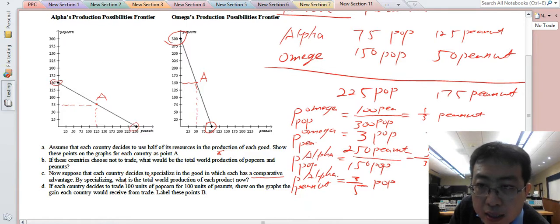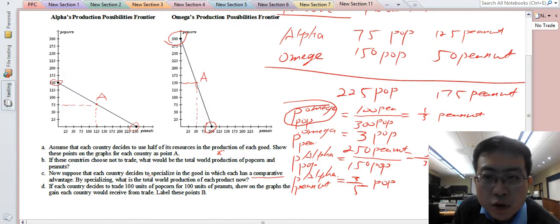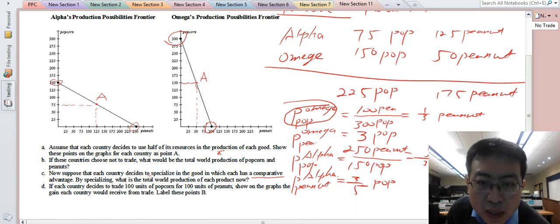So which means in omega, the price of popcorn is cheaper. Therefore, since the price of popcorn is cheaper, omega will have a comparative advantage in production for popcorn. And also keep in mind that for comparative advantage, when you have the comparative advantage for one good for one country, the other country automatically has the other comparative advantage. So if omega has a comparative advantage in popcorn, that means alpha will automatically have comparative advantage in peanuts.